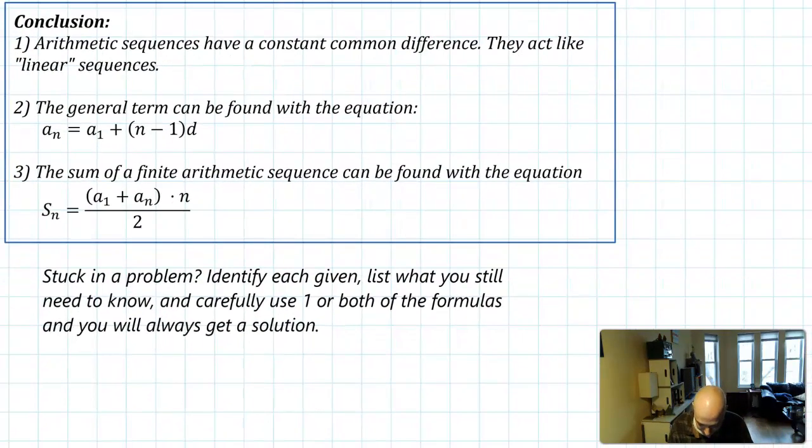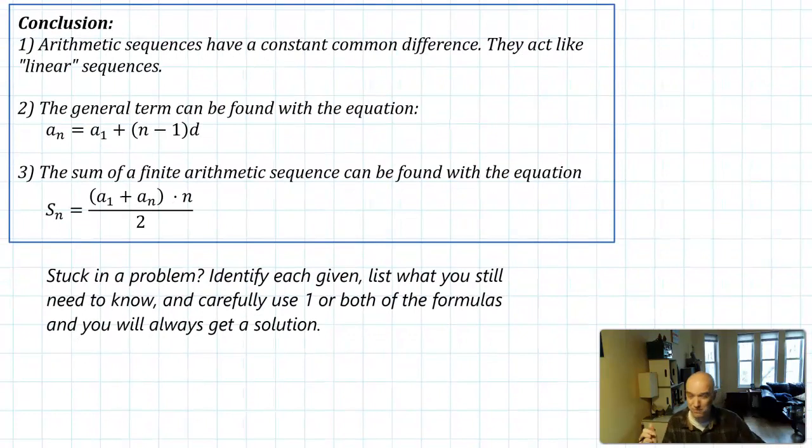Now, I will say that the problems we've done today have been pretty basic. They can get more complicated. There are problems where you don't know the first term, maybe you know the third term and the seventh term. You can still make it work. So if you're ever stuck, just make sure you list your givens, list what you need to know, write out the formulas, and use your formulas to find what you need. You will always get a solution. Just be persistent. Every problem can be a little different, but you can do it.